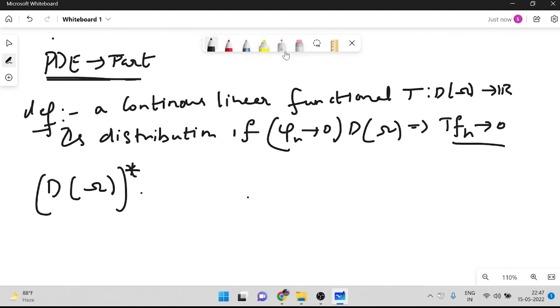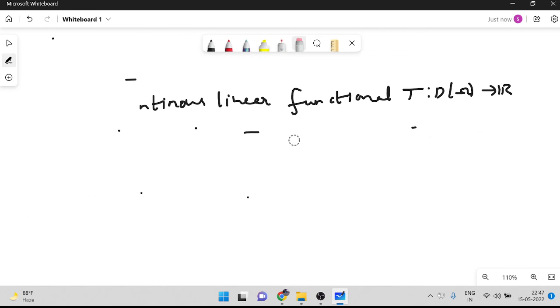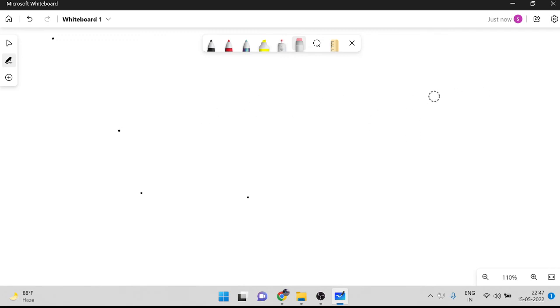Okay, now another definition. This is all for PDE people. All those who are working in PDE should actually learn this stuff, without which you can't perform finite element analysis, prove some convergences in finite element analysis and so on.